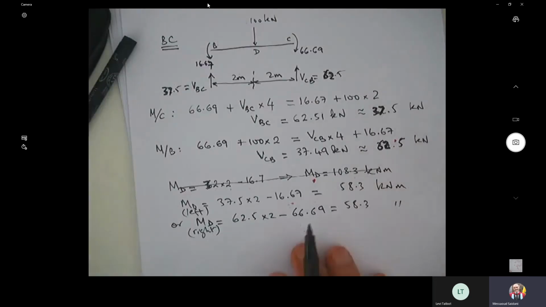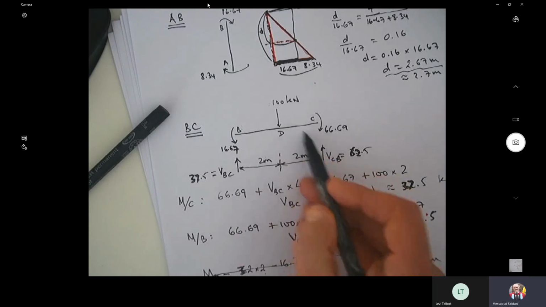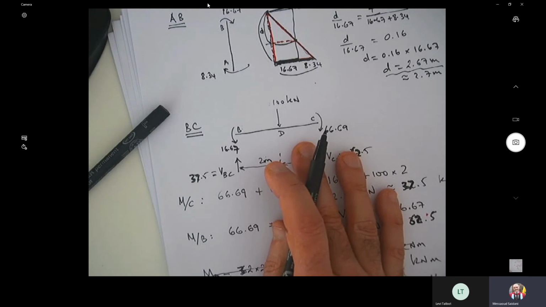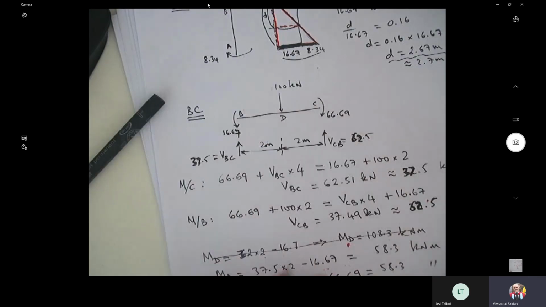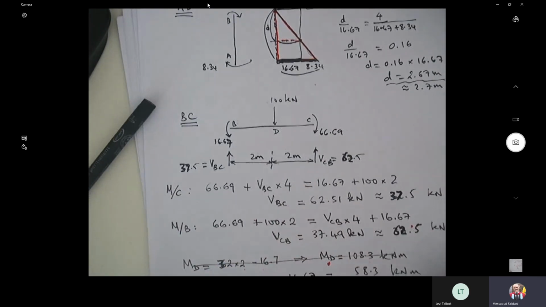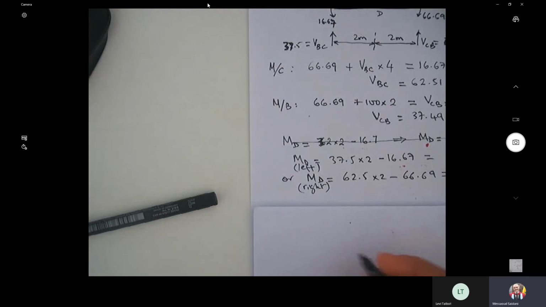Or if you want, you can take a cut between B and D, and then take a cut between D and C. You get exactly the same answers. There are always, in analysis, different ways of checking the same answer. Always. Shall we do similar triangles? Okay, let's do similar triangles. So this is the diagram I have.